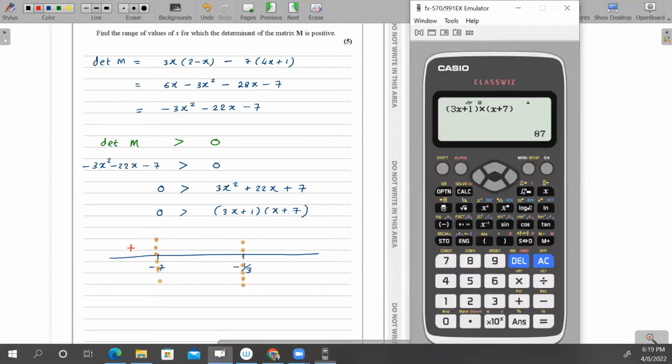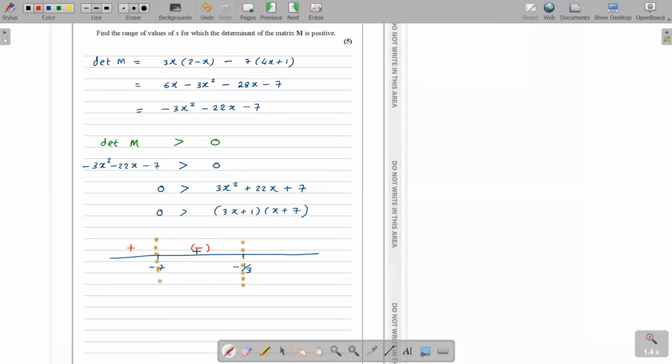Then what about any x value between minus 7 and minus 1 over 3? Tell me a figure. Calc, what's the x value you want to put? Minus 5. Okay, so you can see it's negative. You can use any x value in between minus 7 and minus 1 over 3, decimal or integer, and you get a negative answer, here minus 33. Do you agree with me?